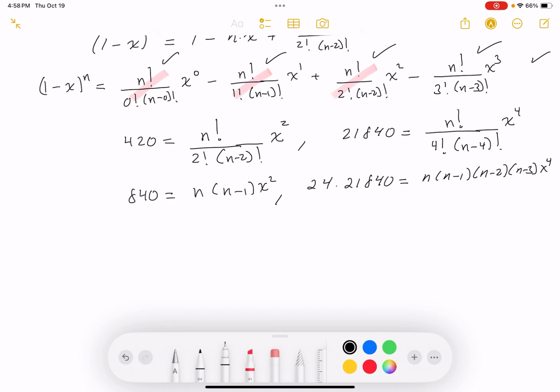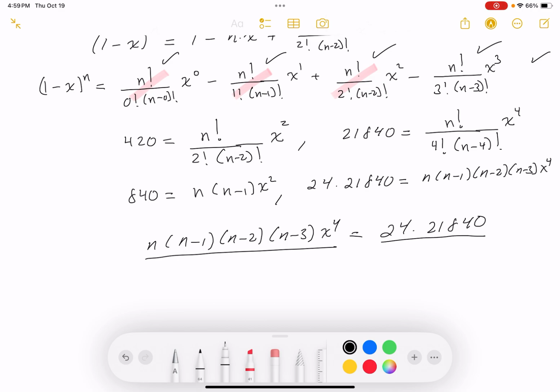Let's put that down. So I'm going to write n minus 1, n minus 2, n minus 3, x to the 4 equals 24, 21840. I'm going to divide by 840, and 840 is the same thing as n minus 1 x squared. Well, this could be a dead end, but let's take a look.